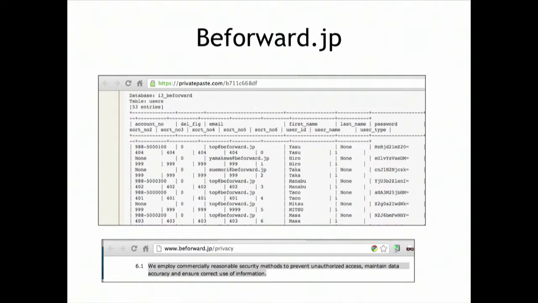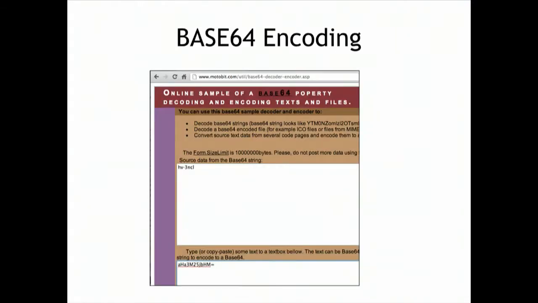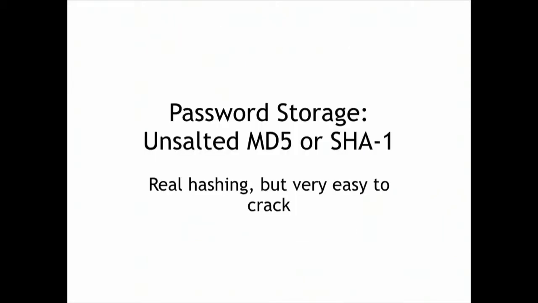And here's bforward.jp. Here's your password, MD Base64, with an equal sign at the end. That's just bytes. Now they say in their privacy policy, we employ commercially reasonable security measures to protect your privacy. And their commercially reasonable security measure consists of nothing more than Base64 encoding. There's the plain text password. So that's what commercially reasonable appears to mean.